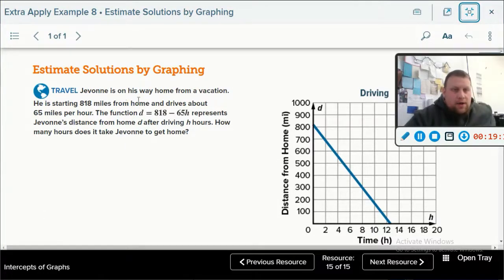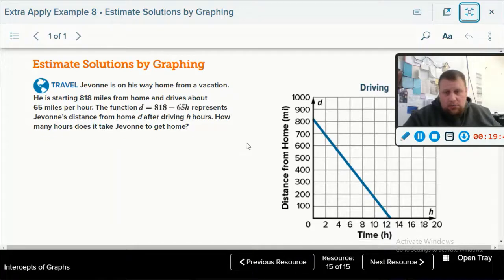Javon is on his way home from a vacation. He's starting at 818 miles from home. So we're at 818 miles right here is what it's telling us. From home and drives about 65 miles per hour. The function d equals 818 minus 65h represents Javon's distance from home, d, after driving h hours. Makes sense if he's going 65 miles an hour. Multiply that times how much time he's driving and subtract that from 818 to figure out how close to home we are. How many hours does it take Javon to get home?